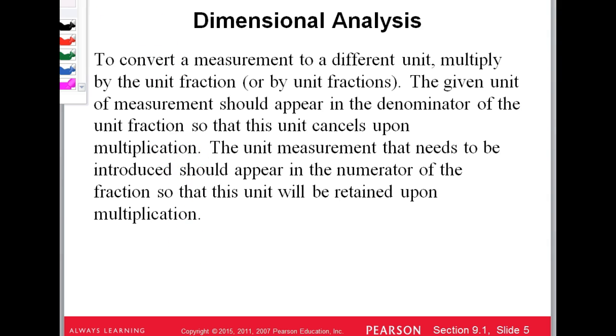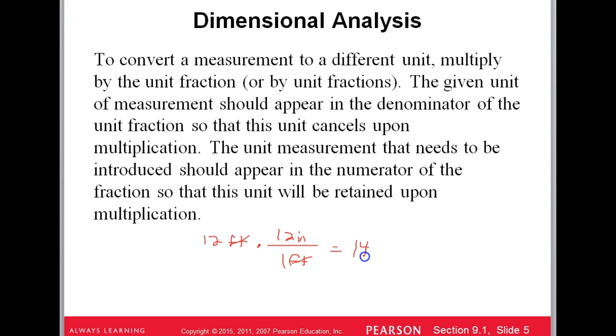If we had like 12, let's do feet, and we wanted to change that to inches, I would multiply by the one that has 12 inches is a foot. And the reason why I'm doing that is because these feet right here and these feet right here cancel, and it leaves me with 12 times 12 is 144 inches.